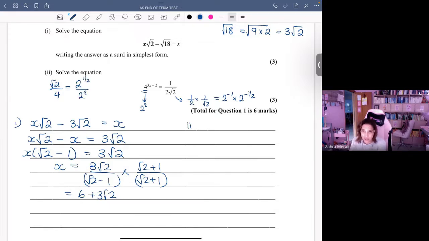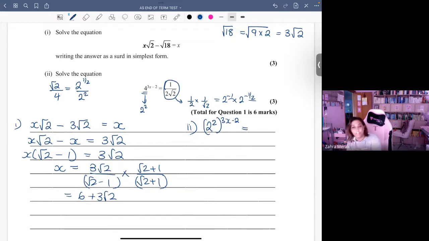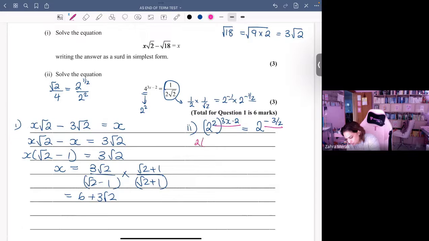A half take away 2 is minus 3 over 2, which is the same as if you add those. Okay, so 4, 2 squared, 3x minus 2. And all of this side, no matter how you did it, you work out is 2 to the minus 3 over 2. Now, because that 2 is the same, you can just take these top bits and equate them. So I'm going to get 3x minus 2 equals minus 3 over 2. Divide by 2 equals minus 3 over 4. Rearrange, x gives you 5/12.